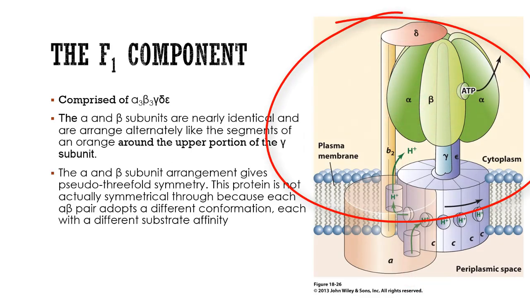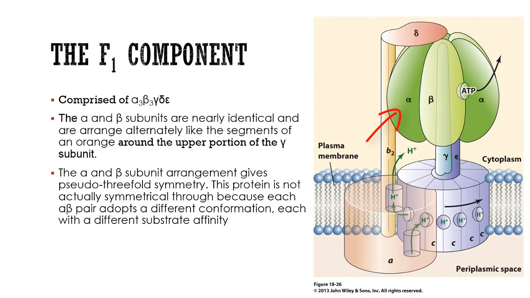Looking closer at the F1 portion of ATP synthase, the portion that extends into the cytoplasm, we can see that it is comprised of 3 alpha, 3 beta, 1 gamma, 1 delta, and 1 epsilon subunit. The alpha and beta subunits are nearly identical to each other and are alternately arranged together like segments of an orange around the upper portion of the gamma subunit.